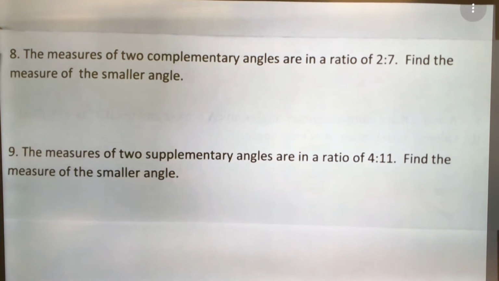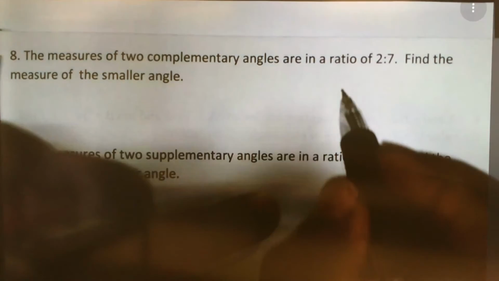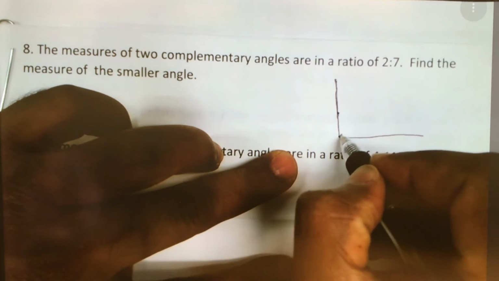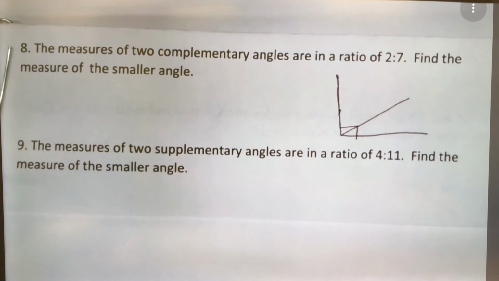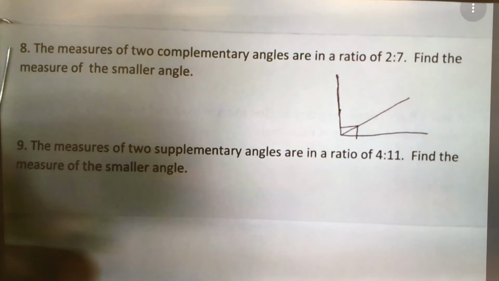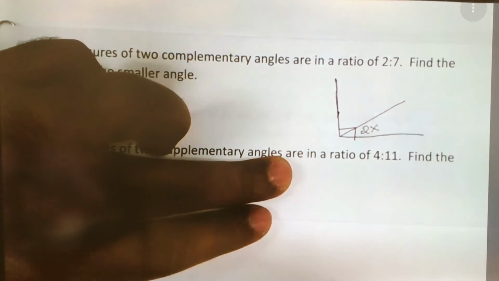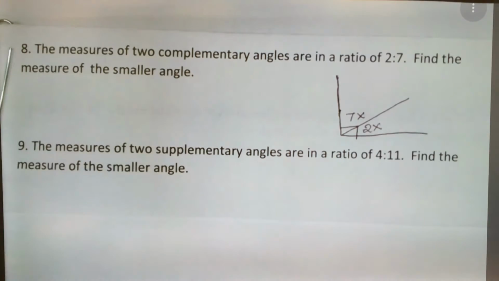So here we have complementary angles. That means the 2 angles add up to 90. So I want to draw the picture of the situation. I have 2 angles, and they add up to 90. It says that they are in the ratio 2:7. So I can write the equation. The expression for the one angle is 2x, and the expression for the second angle is 7x.